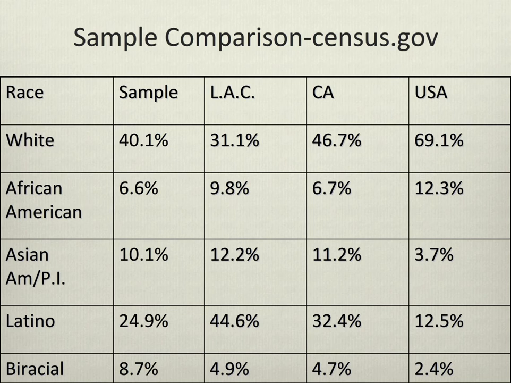In this case, I'm comparing the racial makeup of our sample to Los Angeles County, California, and the United States. In this particular example, you can see that our sample looks pretty much like the state of California for most ethnic groups, with a little bit too few Latinos. This is a nice addition to your paper.